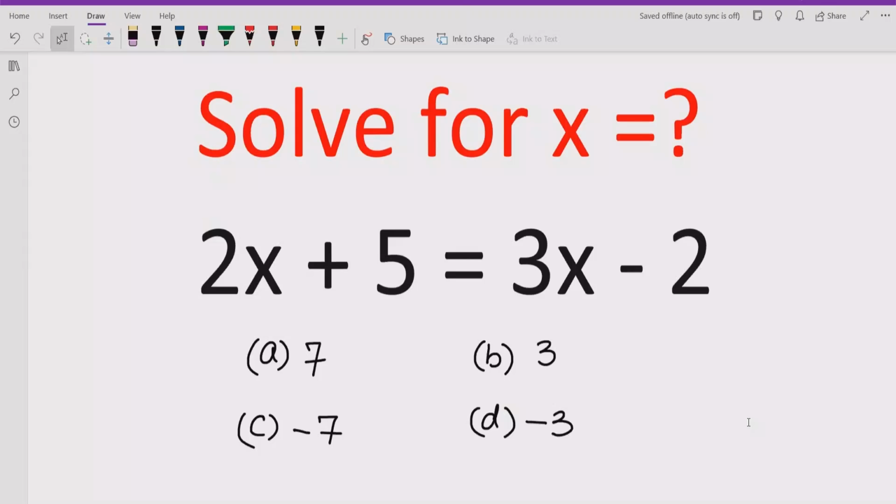Today we will solve for the value of x. There is an expression for which we have to find the value of x. So here we will see how we can solve this equation and find the value of x.